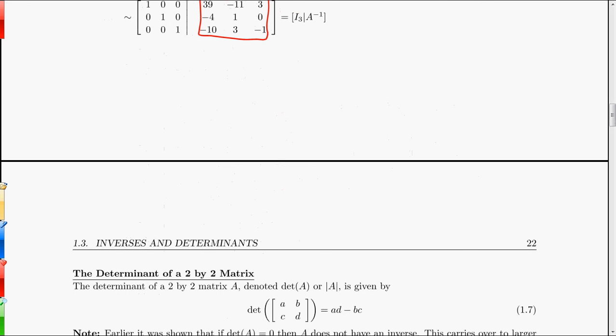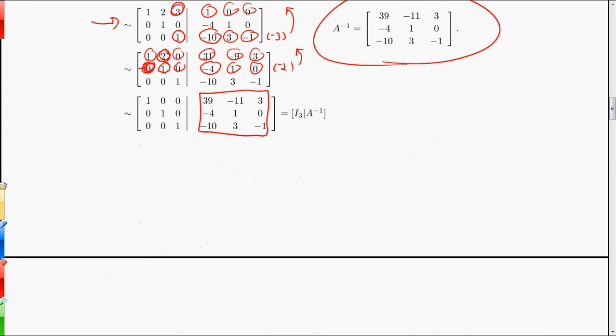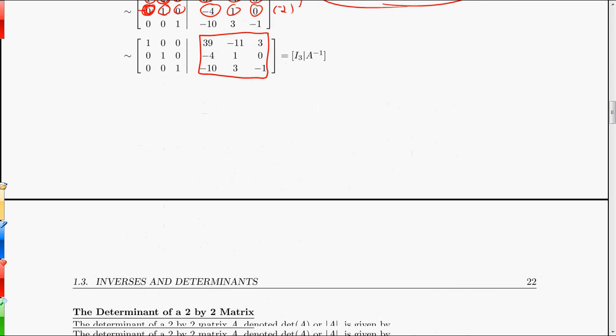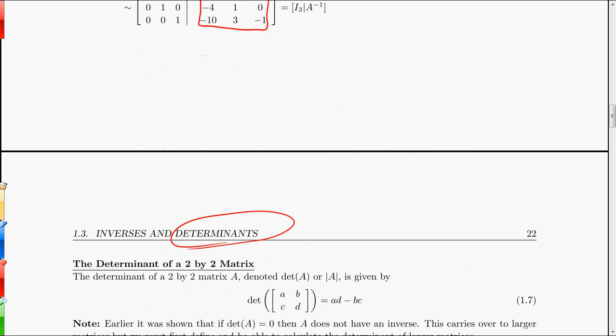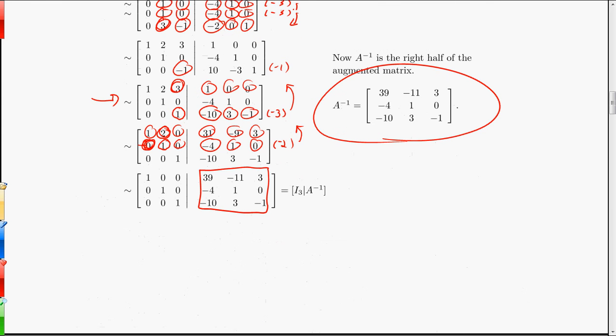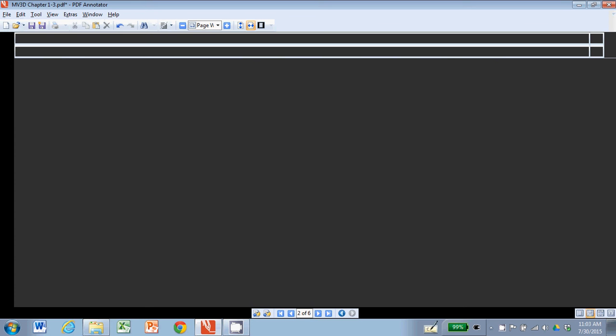Okay, so you know what we'll do? Just to keep this short, we'll start a second video for determinants. Here we're going to do determinants in video number 2. So we'll stop here and go into determinants in the next video. All right? Bye.